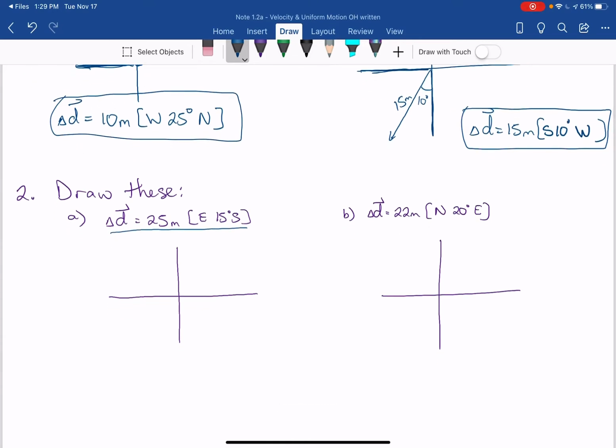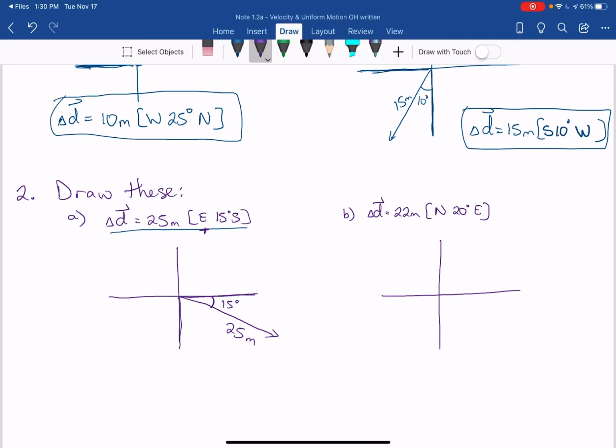For the second one here, I've given you the names and I want you to draw them. So we've got to figure out where they are first. Again, that first direction that's right here is east. So it's going to be between east and south. The 15 degrees, though, we're going to draw our line in here, and the 15 degrees should touch the first one. So it should touch east. So there's 15 degrees. This vector is 25 meters long, and that's it.